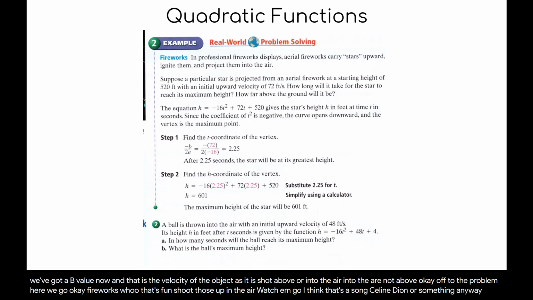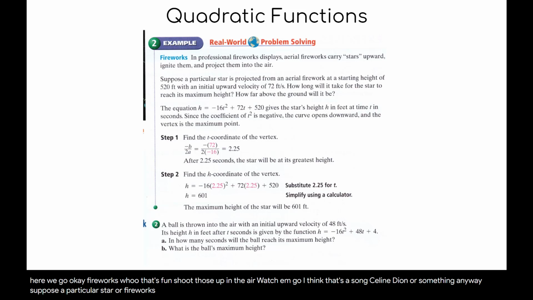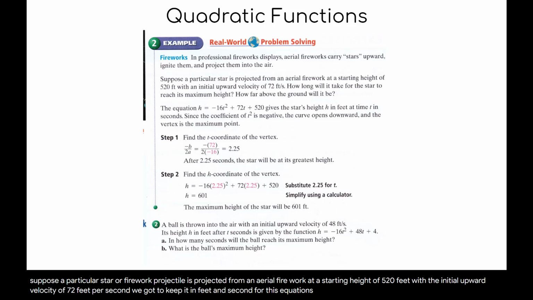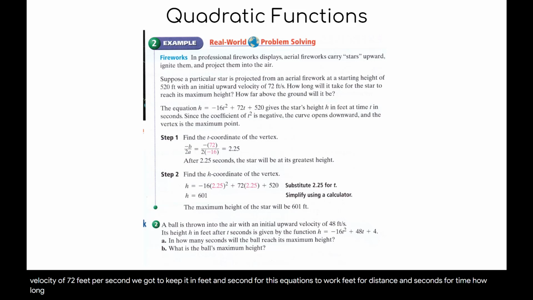Anyway, suppose a particular star or firework projectile is projected from an aerial firework at a starting height of 520 feet with the initial upward velocity of 72 feet per second. We got to keep it in feet and seconds for this equation to work. Feet for distance and seconds for time. How long will it take for the star to reach its maximum height?